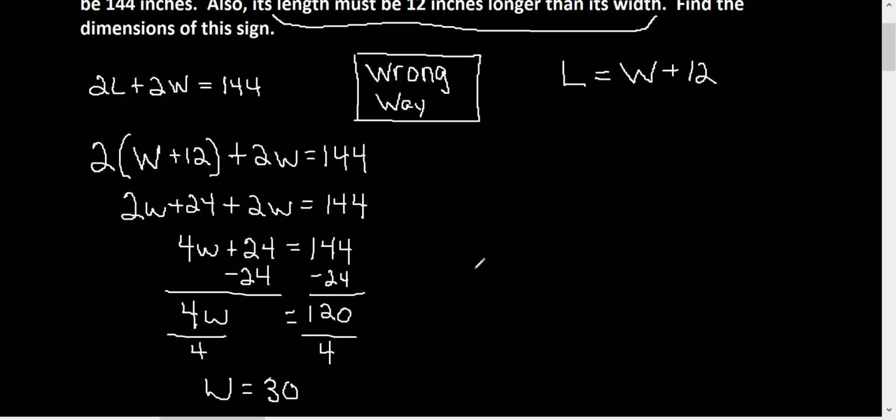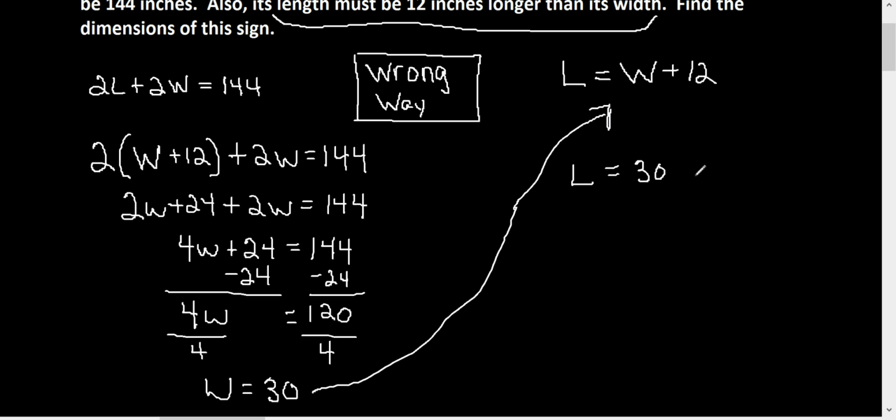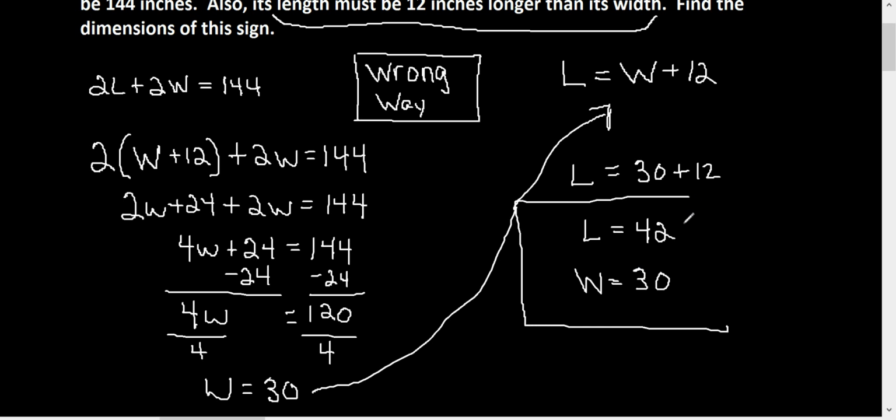What is the length? And I'll use this nice equation over here to figure that one out because it's much easier. So the length equals 30 plus 12. And the length therefore equals 42. These are all in inches. So that's it. Length is 42, width is 30. There you go. Next problem.